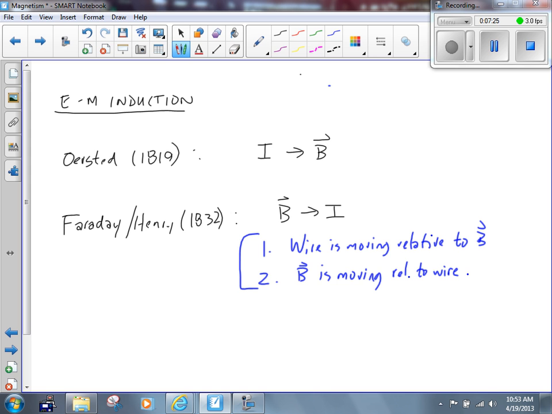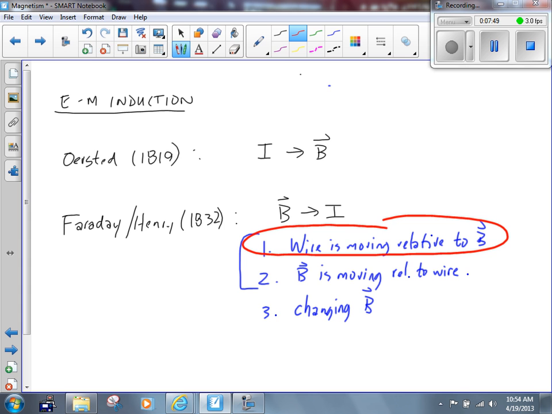The third condition is a bit different. If you have a changing magnetic field, one that is getting stronger or weaker, or some sort of combination of both, stronger then weaker, stronger then weaker, you're going to get a current. The one we focus on most is condition number one. But remember, condition number two is really just the same thing. We don't spend very much time on it.